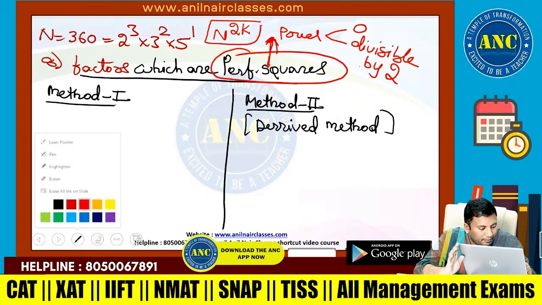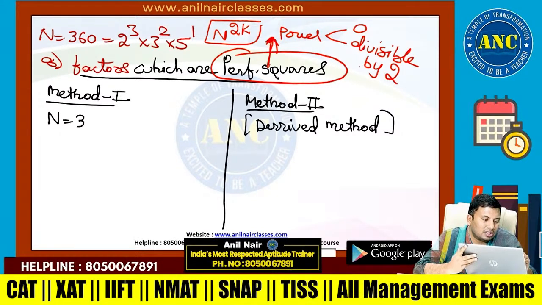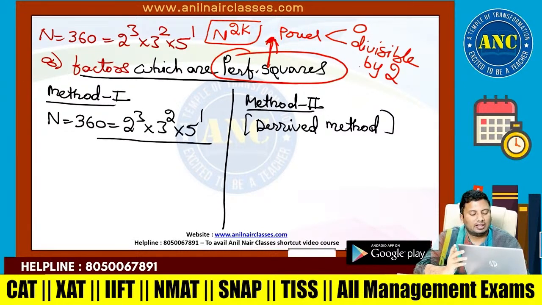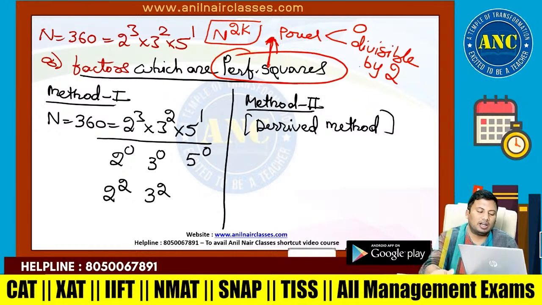Now method 1. Factors which are perfect squares. N is 360. 360 is 2 cube into 3 square into 5 power 1. Power should be either 0 or divisible by 2. 2 power 0. Next is 2 power 2. For a number to be a perfect square, power should be either 0 or divisible by 2.